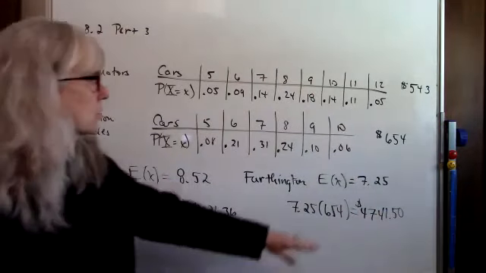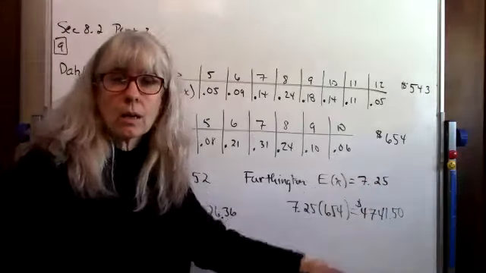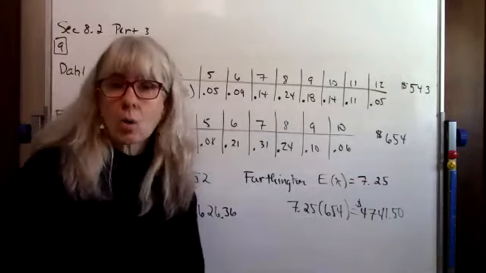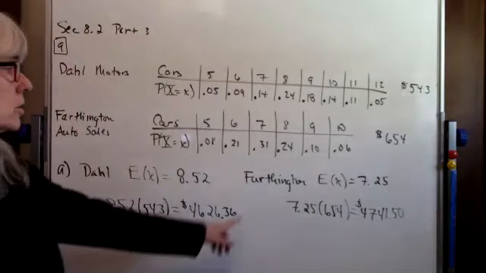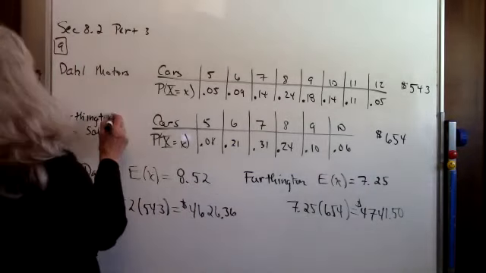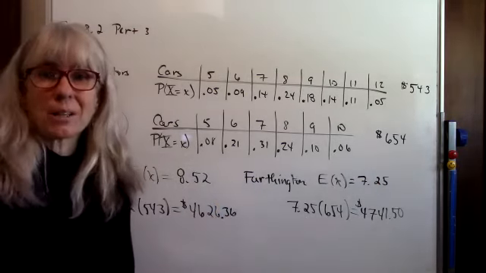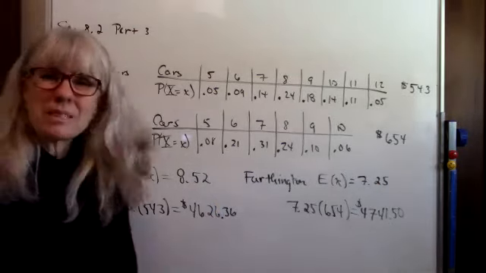So we can see that even though Farthington sells less cars per week, because the price of each car is higher, they're going to generate a higher weekly profit. So Roger should go buy the Farthington Auto Sales if his objective is to purchase the dealership that generates the higher weekly profit. And that wraps up section 8.2.